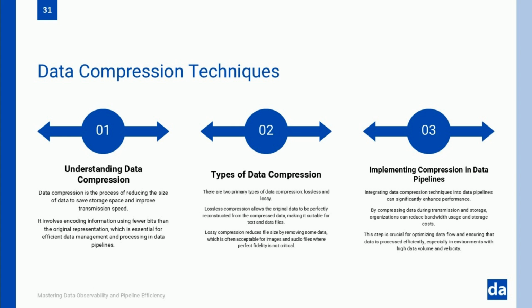Implementing compression in data pipelines. Here's the real kicker. Compression reduces storage costs and improves speed. It's particularly effective in high-volume data environments, cutting bandwidth usage and enhancing performance. Want a quick tip? Combine compression with caching for a powerhouse solution to manage heavy data flows.